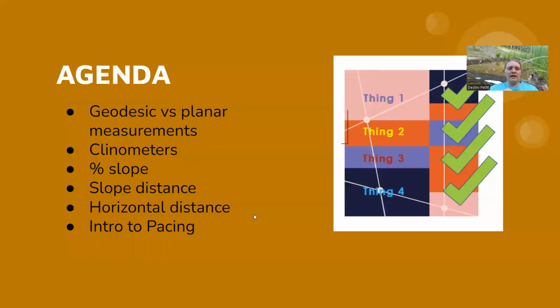So our agenda for today is talking about geodesic versus planar measurements. I know we had a question about that during our lab last week. Then we're going to talk about this device called a clinometer. We're going to talk about percent slope, slope distances, horizontal distances, and then we're going to get into an introduction to pacing, and we'll actually do pacing on Friday.